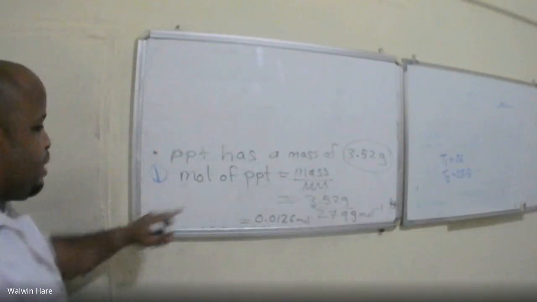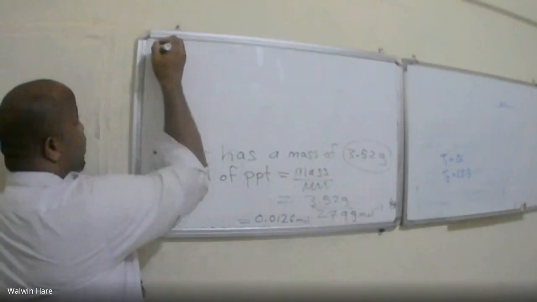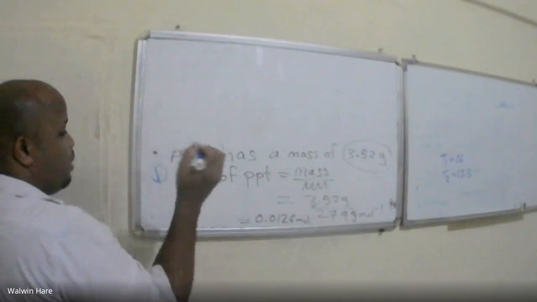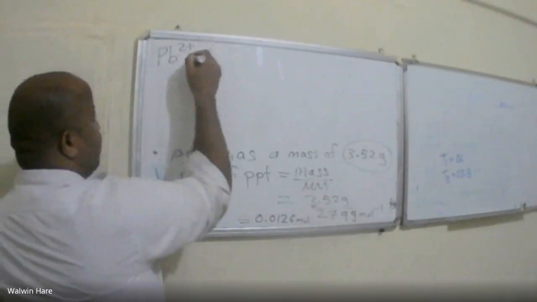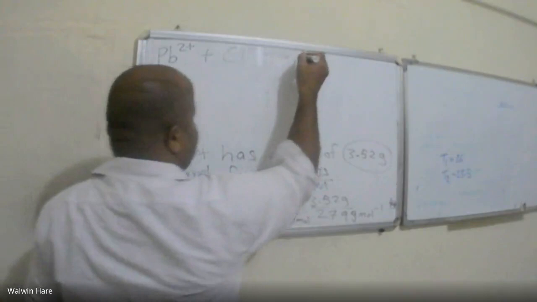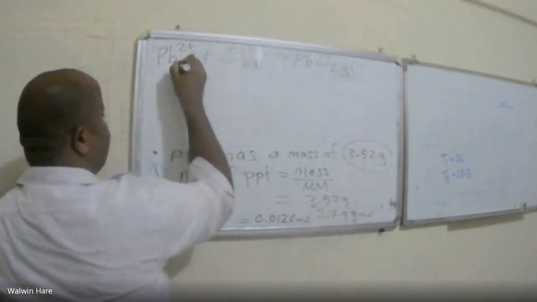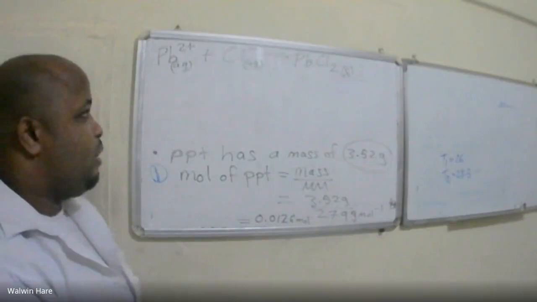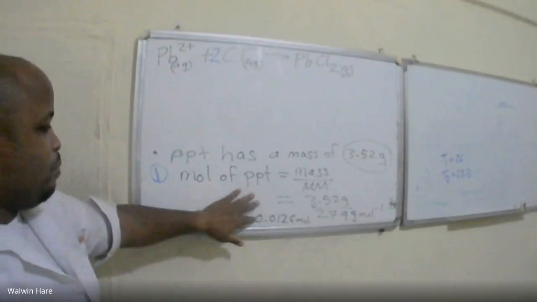So once we calculate the mole of the precipitate, we are going to write a balanced equation. So remember now, the potassium chloride that you added, right? You don't have to write the full molecular equation. You can just write the ionic equation. So the lead ions will combine with the chloride ions to give you a precipitate of lead chloride, PbCl2. Right? So you can do an ionic equation, just the ions that are needed to form the precipitate. Our equation is balanced.